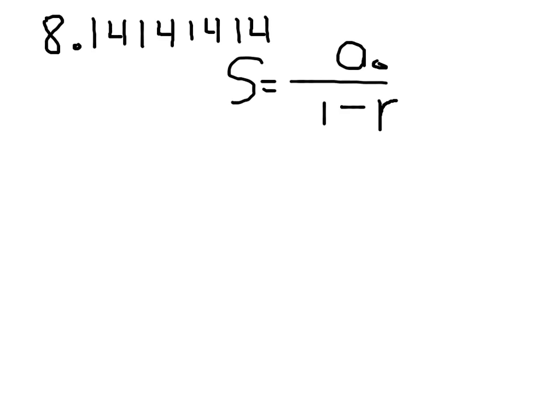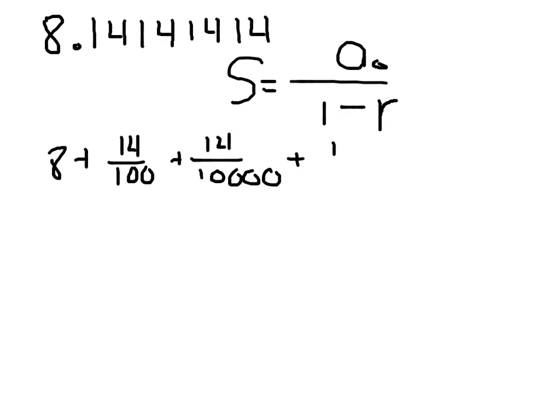So this is going to be 8 plus 14 over 100 plus 14 over 10,000 plus 14 over a million. Or maybe that's 10 million. Nope, it's a million.